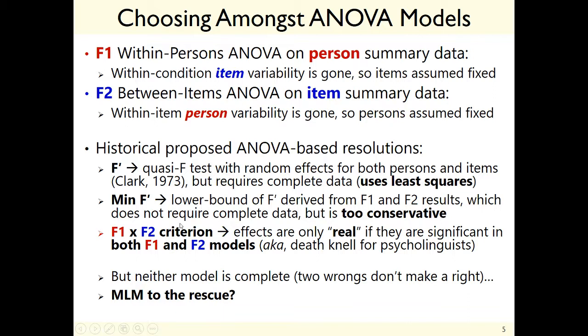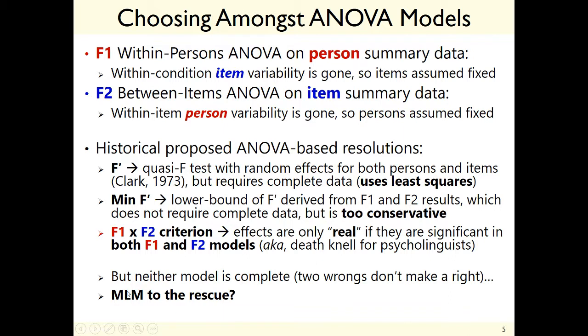So because people never had complete data, they came up with alternatives such as this min F prime, which is derived from these F1 and F2 results, or this thing where it has to be significant two different ways, which is why Larry was crying in his beer at the bar. Not exactly, but he was bummed.